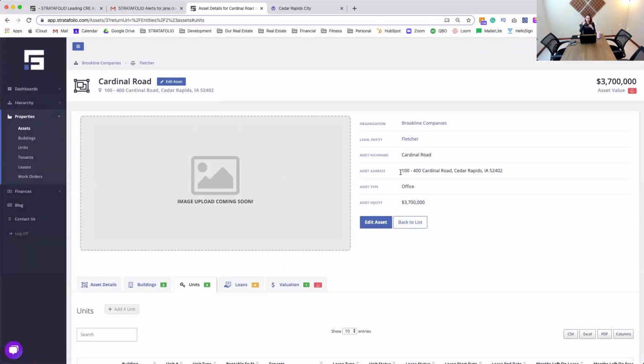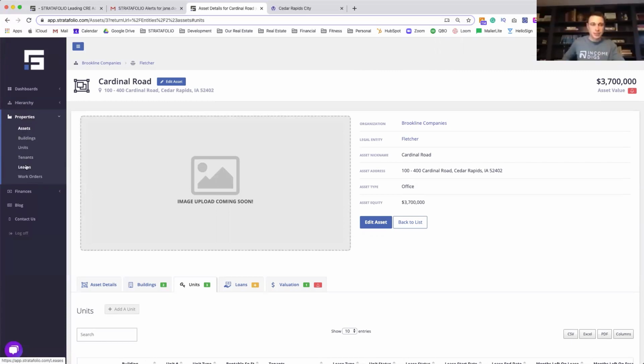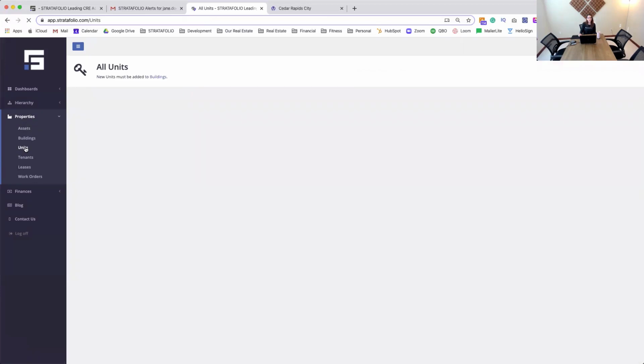So that's the hierarchy structure. And you can also drill down on the left-hand column so you can see the entities underneath the properties. You can see the assets, the buildings, the units, the tenants, the leases, and the work orders. We'll just go into the units and take a look here.